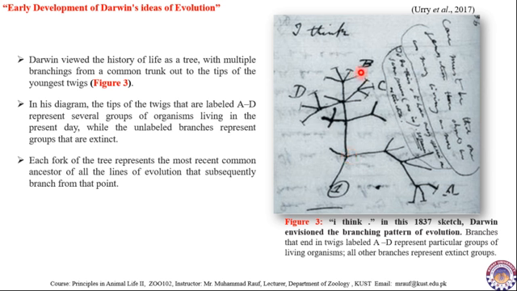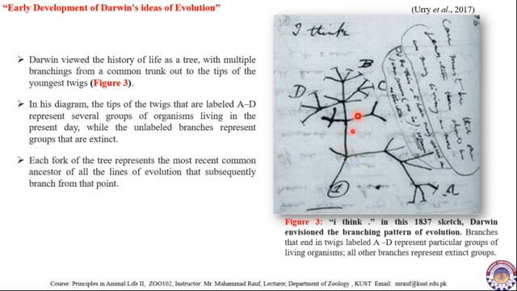Now, for example, for B and D, the most recent common ancestor will be at this point because they are connected to each other at this point. Whereas for B and A, this is the point where they are connected with each other. Similarly, for D and A, this is the point where they are connected with each other.